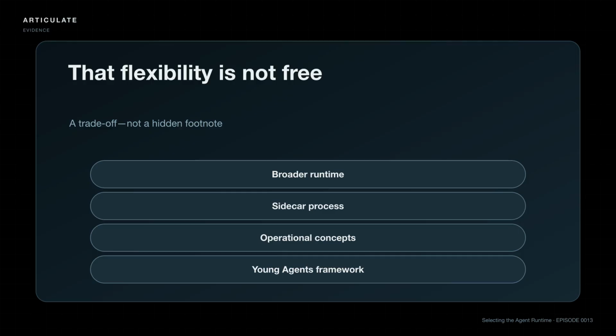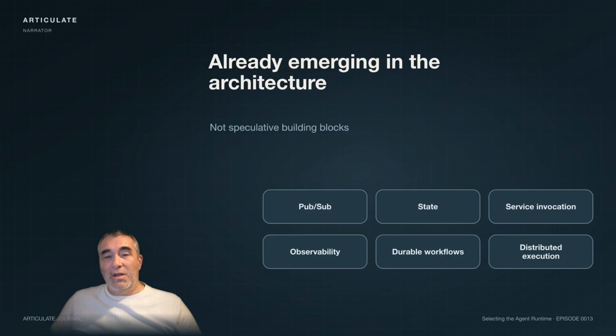So the decision can't be Dapr has more building blocks, therefore Dapr wins. The question has to remain, do those building blocks correspond to responsibilities actually emerging in the architecture? And for Articulate, I think they do. Pub/sub, state, service invocation, observability, durable workflows, distributed execution. These aren't speculative requirements anymore. They are appearing in the architecture.